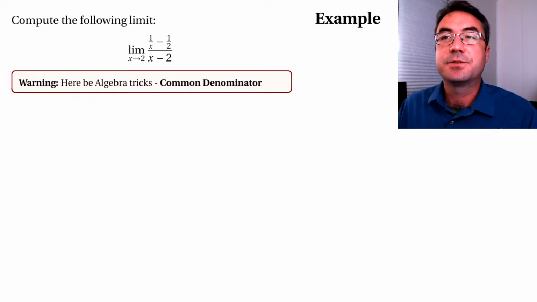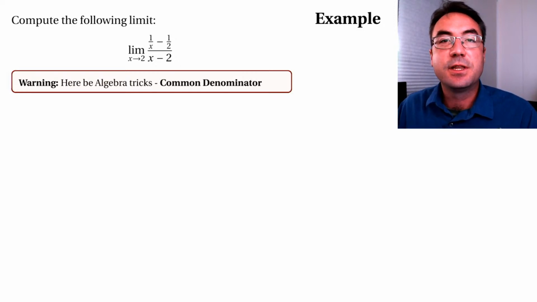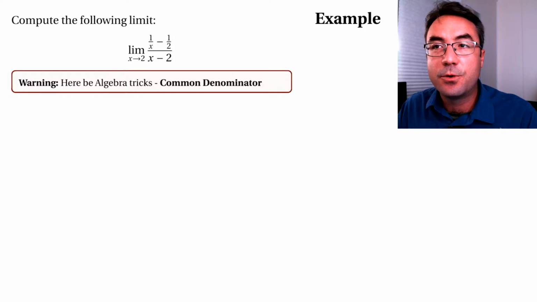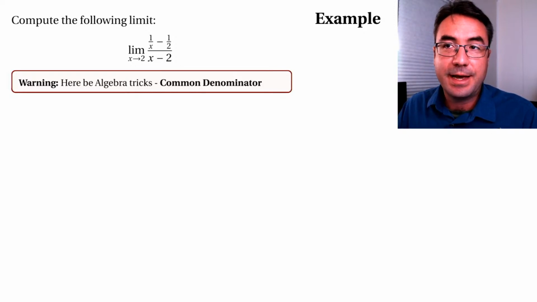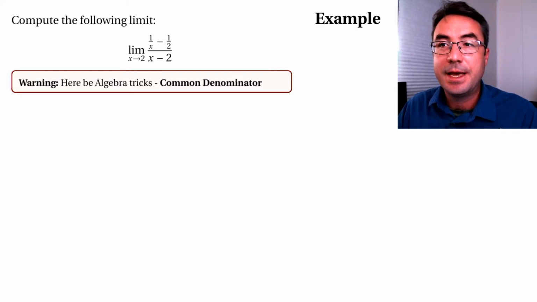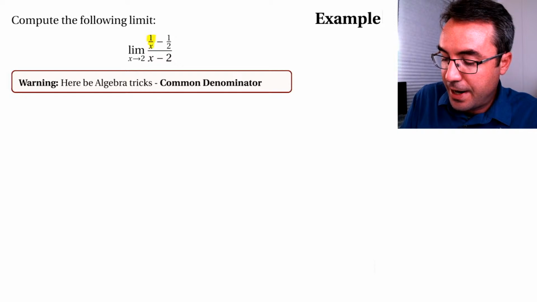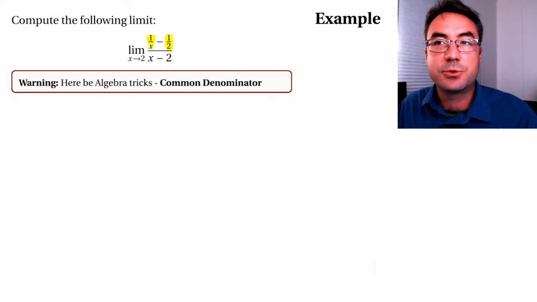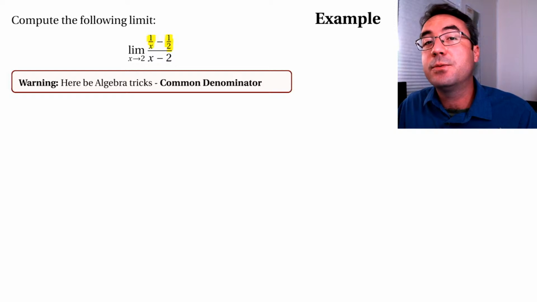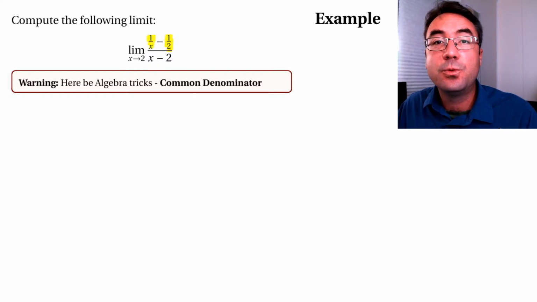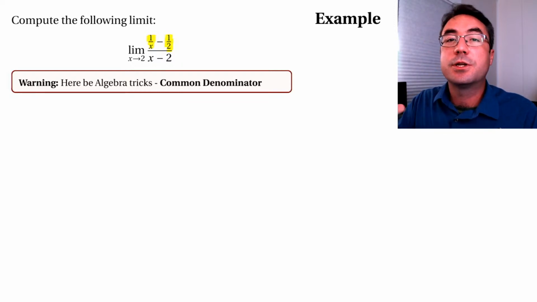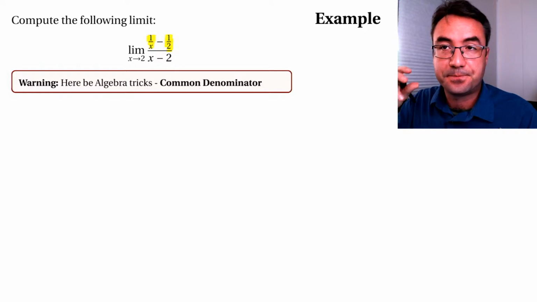Yeah, this one looks good. So we're going to compute this limit. It's the limit of 1 over x minus 1 over 2, all over x minus 2, as x approaches 2. And where we're going to use this common denominator is up here. We have two fractions that we're trying to add or subtract, and the way to deal with that is to get them into one single fraction. So instead of 1 over x minus 1 over 2, we're going to try to get that into one fraction.